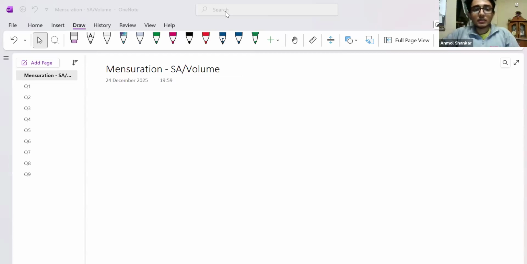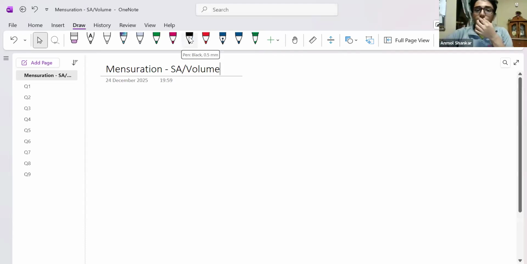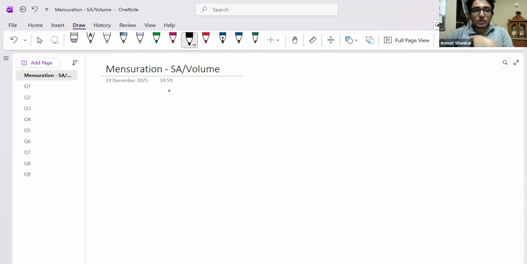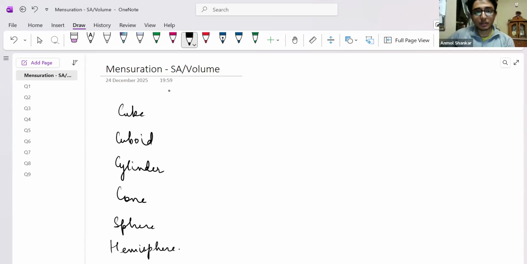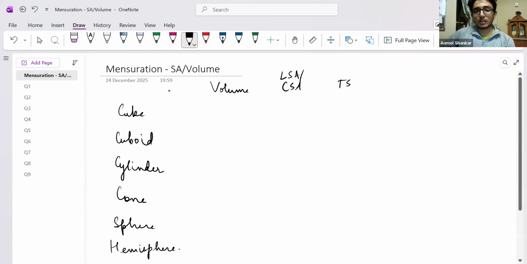So, surface area and volume under mensuration, another unique topic. First let us see, in this topic there are many formulas that we need to know: cube, cuboid, cylinder, cone, sphere, hemisphere. Let us talk about the formula for volume, curved surface area or lateral surface area, and total surface area.